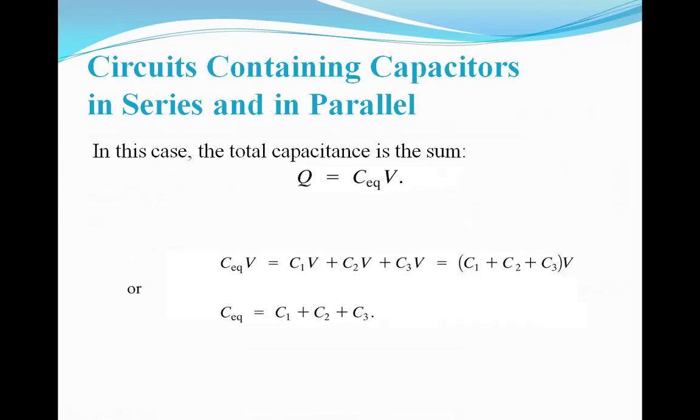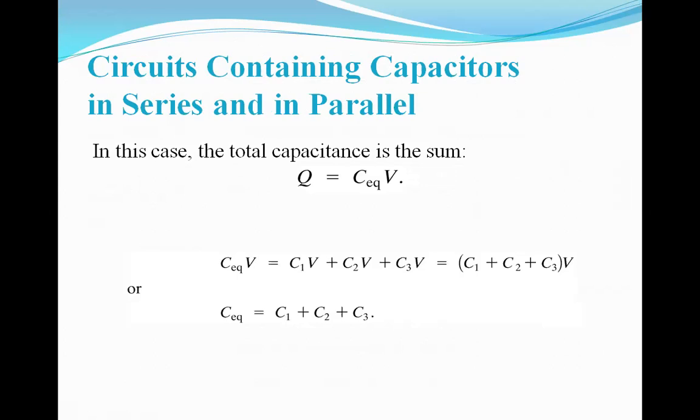So in this case, the total capacitance is, what is Q? Q is the charge. So charge should be equal to CV. C is nothing but the equivalent of all the capacitors which are connected in parallel. So here you can say that C equivalent times V should be equal to C1 V plus C2 V plus C3 V, or we can say that (C1 plus C2 plus C3) times V.